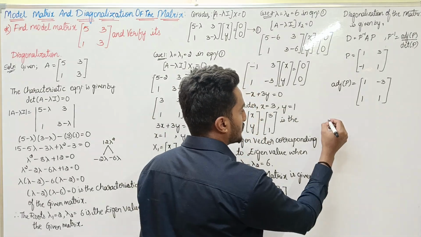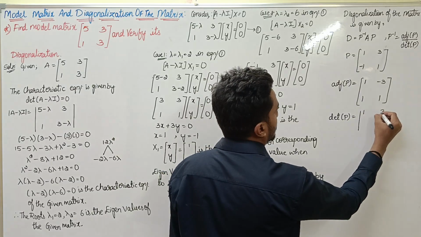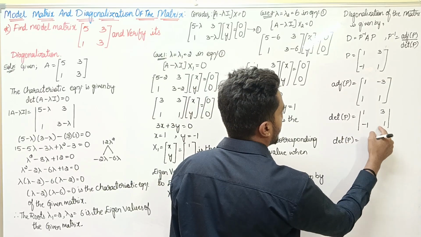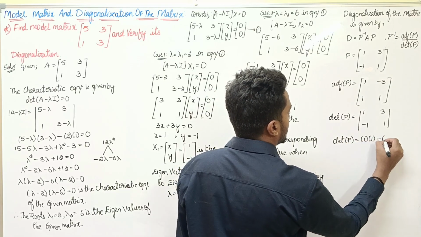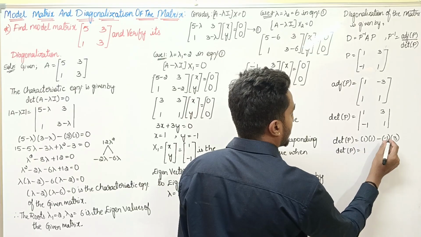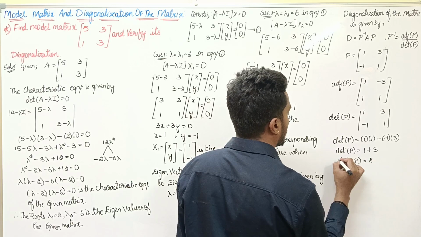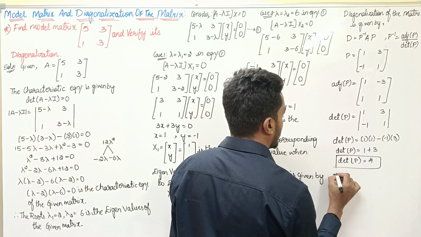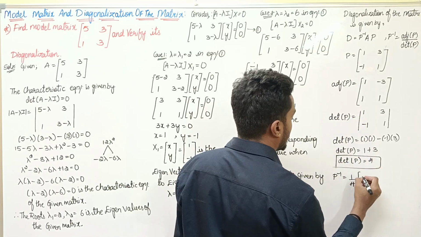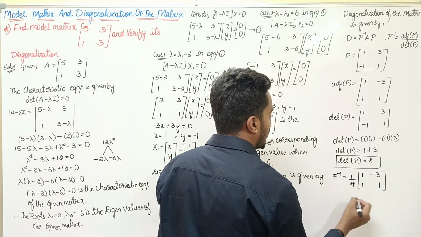Now to find the determinant, always you know that the determinant of P, that is the determinant of [1 3; minus 1 1], is equal to 1 into 1 minus (minus 1) into 3, that is 1 plus 3, so the determinant of P is equal to 4. P inverse is equal to 1 by 4 into the adjoint of P, [1 minus 3; 1 1]. This is our P inverse.